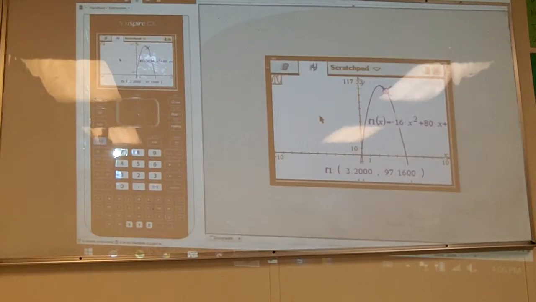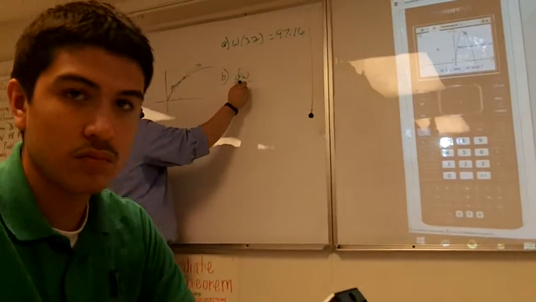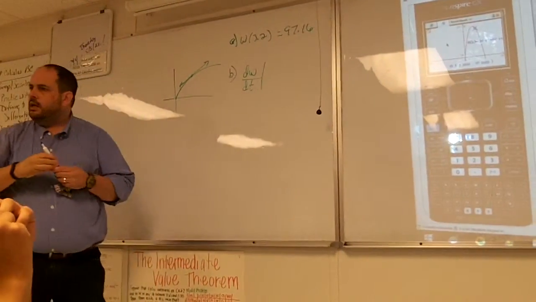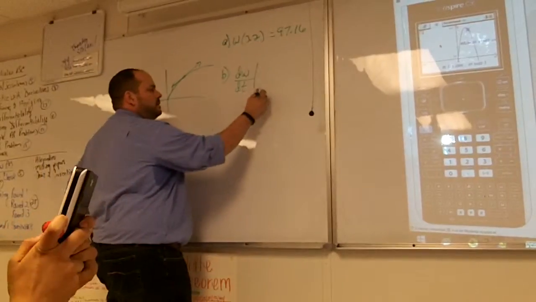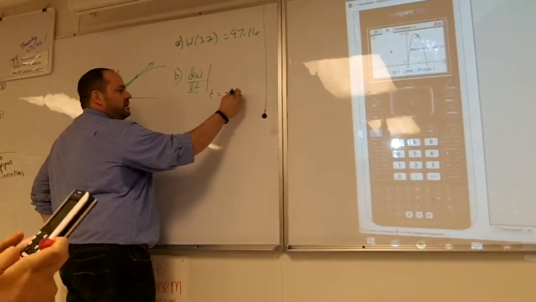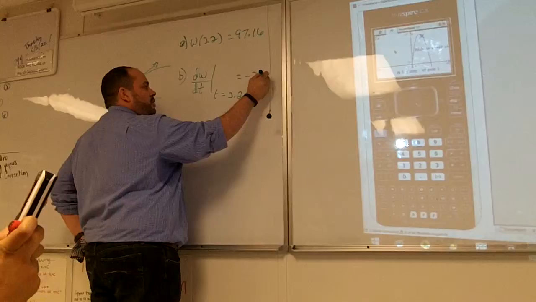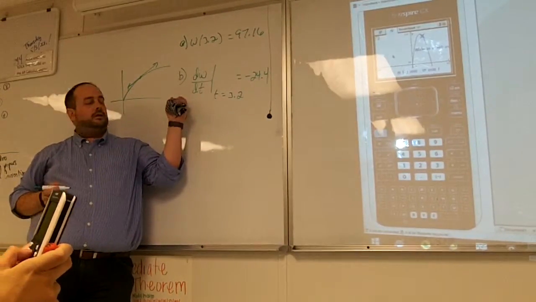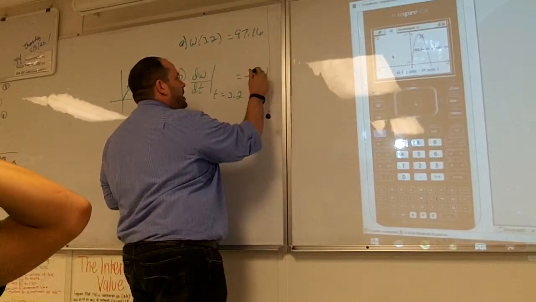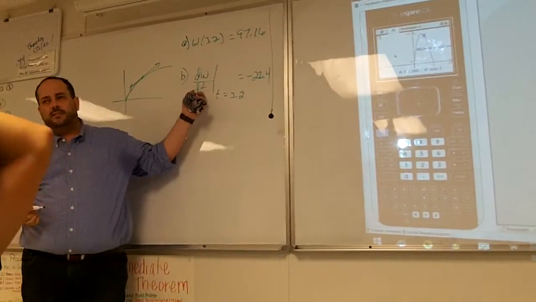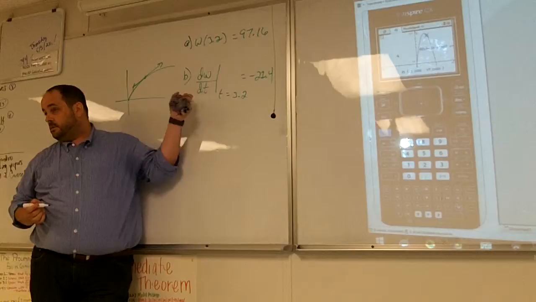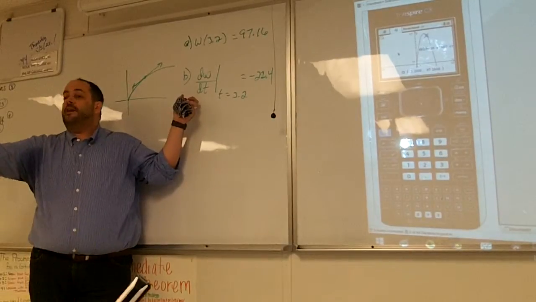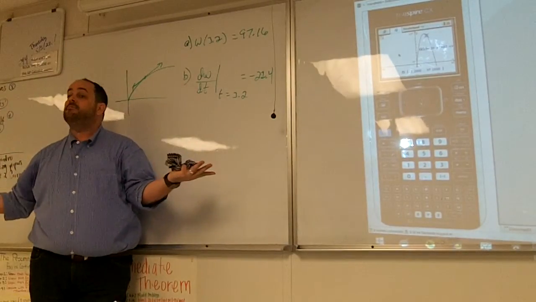Kimberly, what's the question I was asking in part B? Was it dW/dt at what? And that's equal to what, negative 22.4? Okay, now everybody knows that. I expect that everybody knows that dW/dt, what am I really asking for? Slope, tangent, f prime, derivative, it all means the same thing.